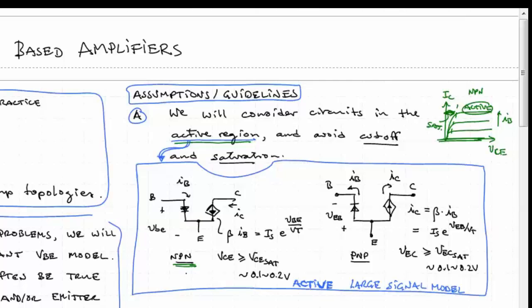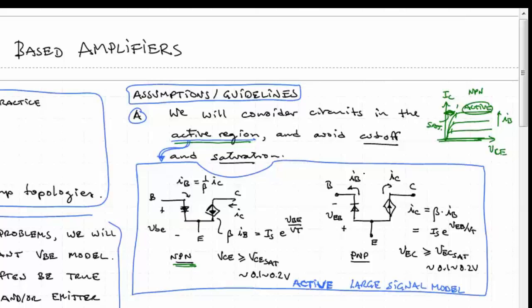We can express the current from collector to emitter in 2 ways. We can say that it is beta times the base current, where beta is the forward gain. Typically we'll use 100 as a typical example. We can also express it as some scaling current IS times the exponential e to the VBE, the base emitter voltage, divided by the thermal voltage. I should write here that the base current is going to be 1 over beta times the collector current.